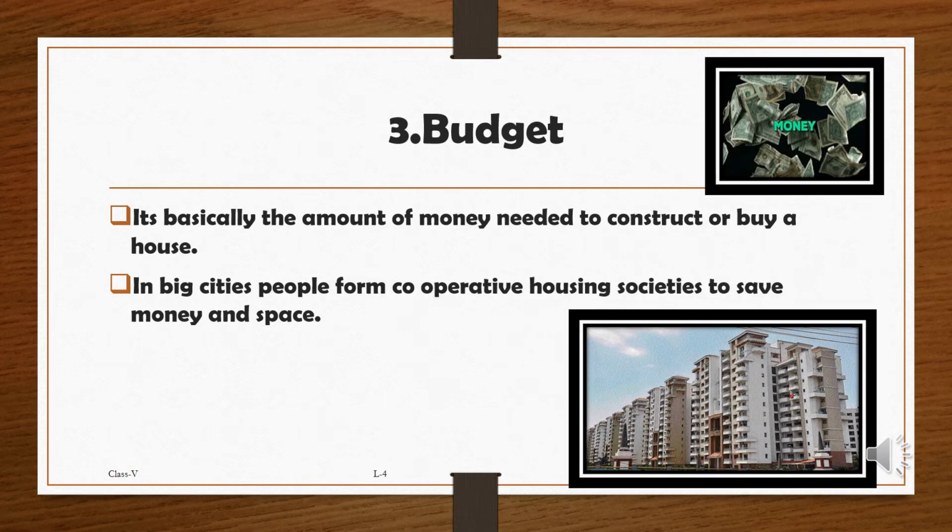The money available or the budget is a third factor which determines the size and design of the house. Less money is needed to build a small house and more money is needed to buy a big house. In big cities where there's a shortage of space, people build high-rise buildings. They also form cooperative housing societies to save space and money.